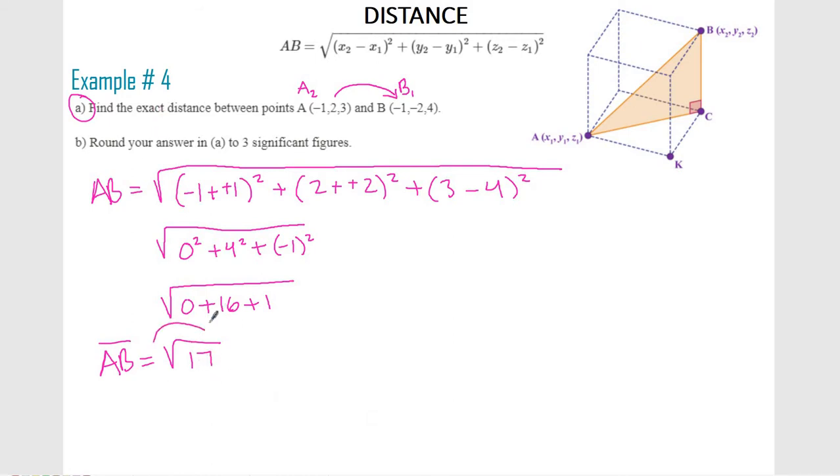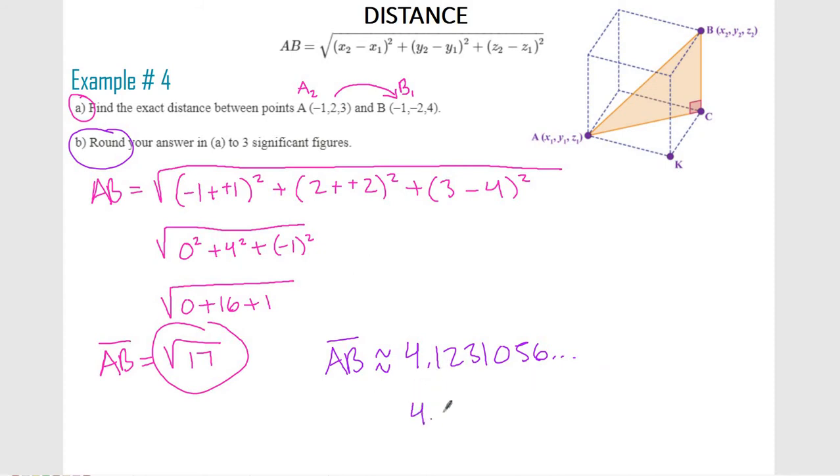That's the exact answer. So if I want exact, I would say square root of 17. Now, if I say round, okay, to 3 sig figs, then I would put it in my calculator, and we would represent that more with 2 squiggly lines, right? That means rounded, roughly, about. So you would write, let's see, 4.1231056, right, in our calculator. So here, 3 sig figs would be 4.12. Okay, that would be your about answer.